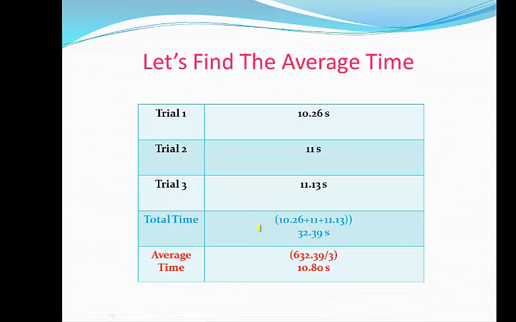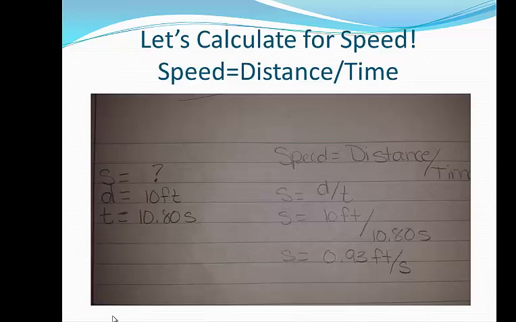So we're going to do the same thing that we did for our Hot Wheels track. 10.26 plus 11 plus 11.13, and then we will divide that by 3. So those 3 times added up gives us 32.39 seconds. So we have 32.39 divided by 3, which gives us 10.80 seconds. That is our average time it took for our marble to do one run through the system.